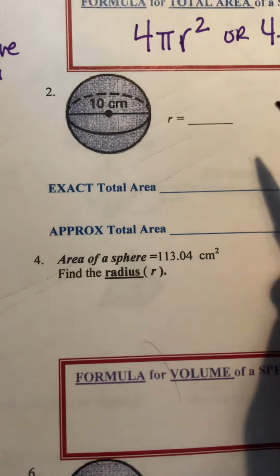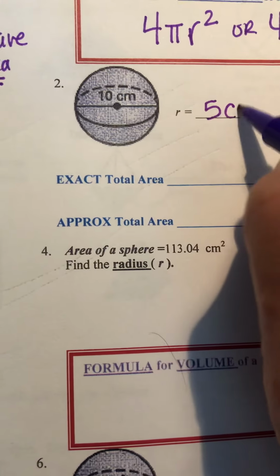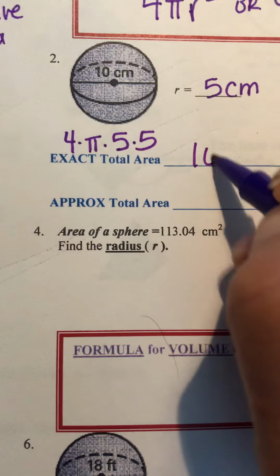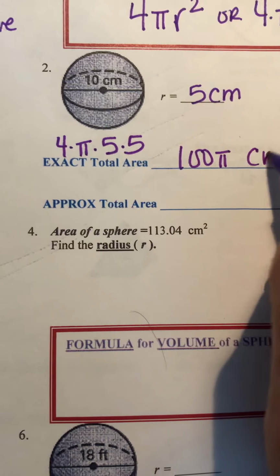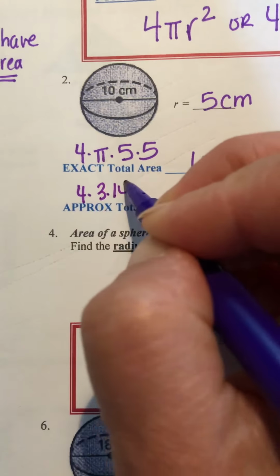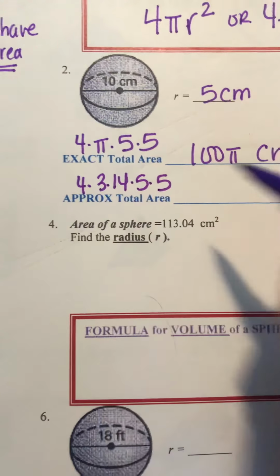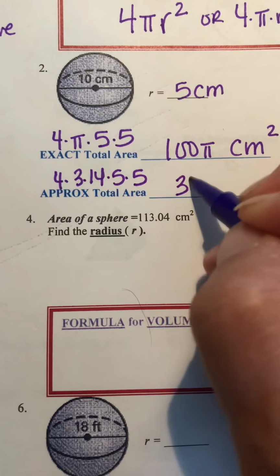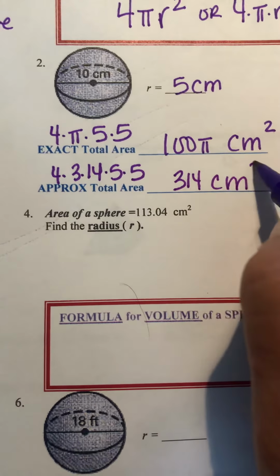This one has a diameter of 10, so the radius is 5. So the exact area is 4 times pi times 5 times 5, which is 100 pi centimeters squared. Exact to approximate, you just take out the pi symbol and multiply by 3.14. I can type all that in my calculator, 314 centimeters squared.